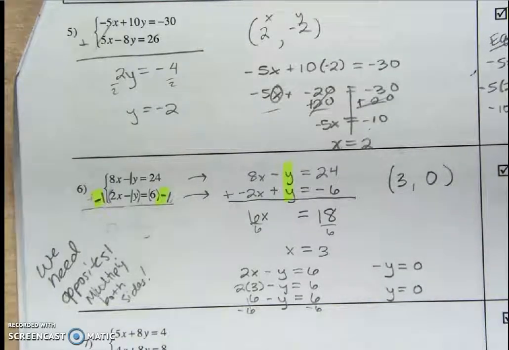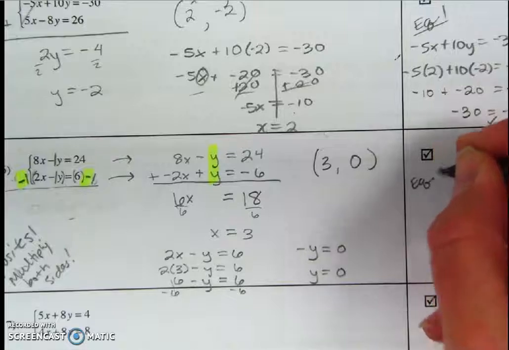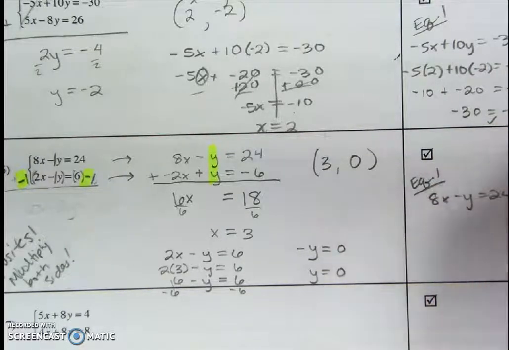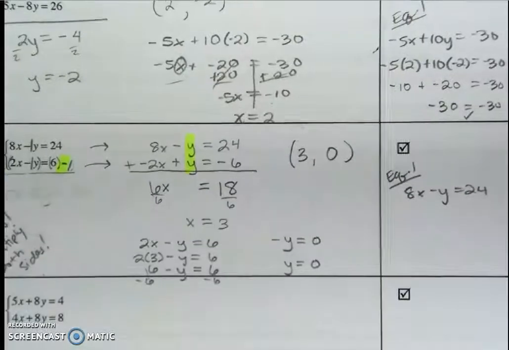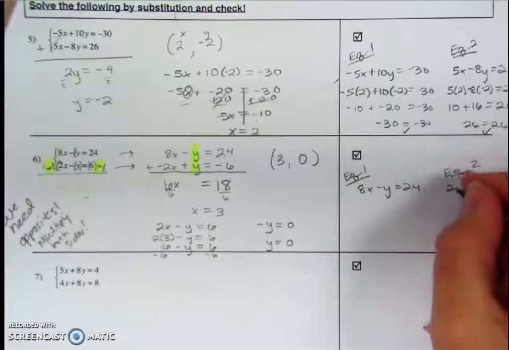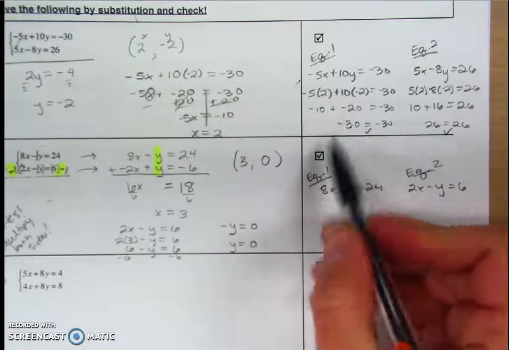So now let's check. Let's see if we were correct. Remember, we need to check both equations. So equation 1 was 8x minus y equals 24. And equation 2 was, here, let me zoom out a little bit so you can see this. Equation 2 was 2x minus y equals 6. All right, and we're checking our solution (3, 0).